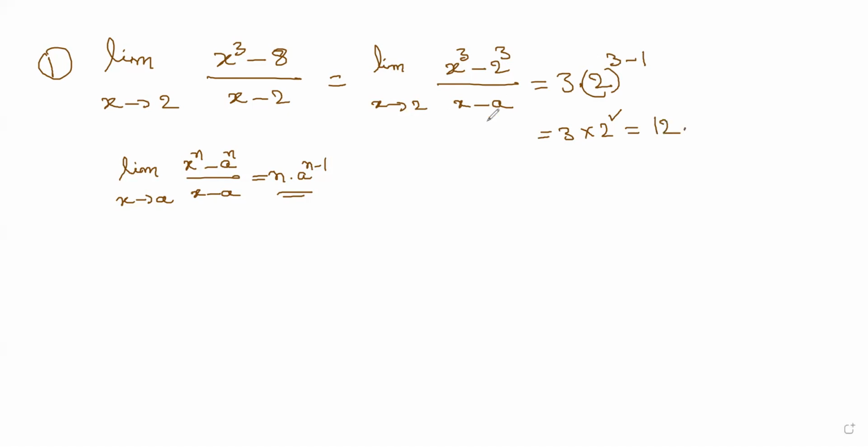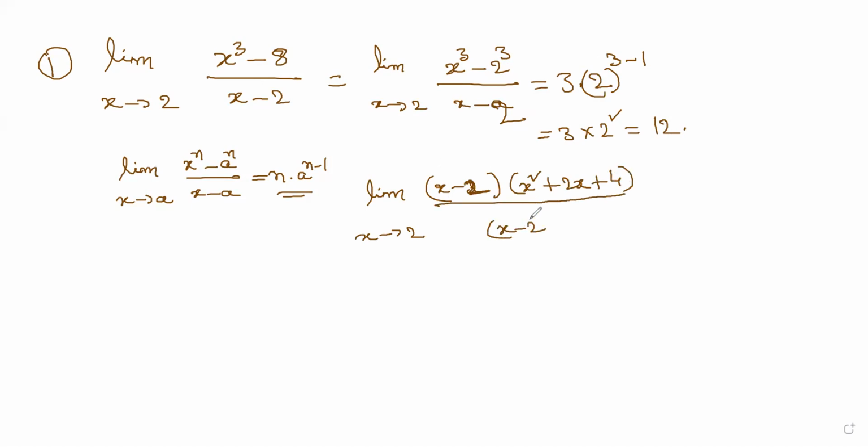Right. So we can obtain this in another way also. Limit x tends to 2, x cube minus 2 cube, we can write it as x minus 2 into x square plus 2x plus 4, whole divided by x minus 2. Why do we have to split this? Because if you substitute 2 here, 2 cube minus 8, that is 8 minus 8 divided by 2 minus 2, you are getting the 0 by 0 form. So we cancel the factors and then we substitute 2 here.